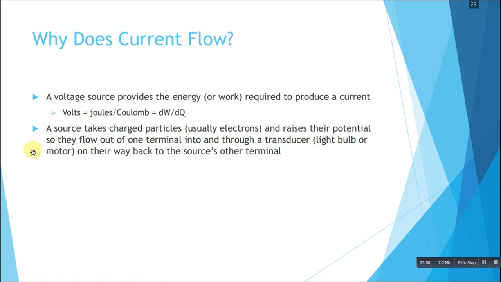Why does the current flow? A voltage source provides the energy required to produce a current. So we need a voltage source. Volts is equal to joules per coulomb, or it is also defined as the work done on the charge, dW over dq. A source takes charged particles, usually electrons, and raises their potential. So they flow out of one terminal into and through a transducer on their way back to the source terminal.